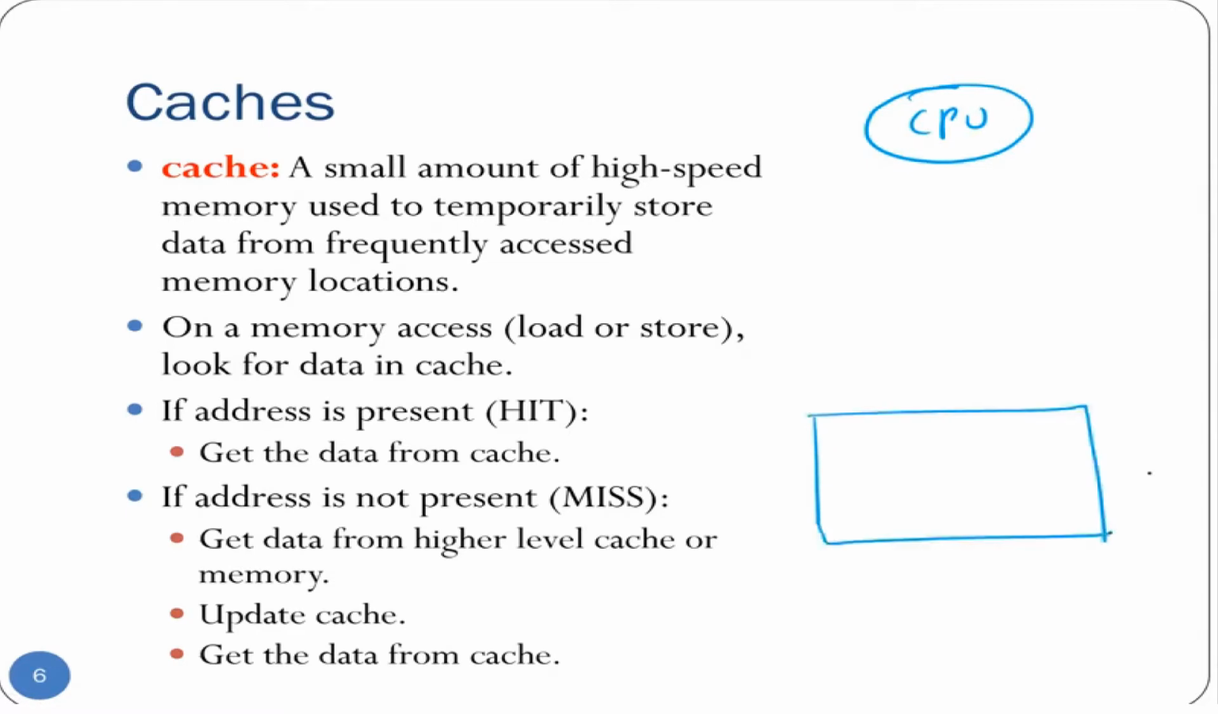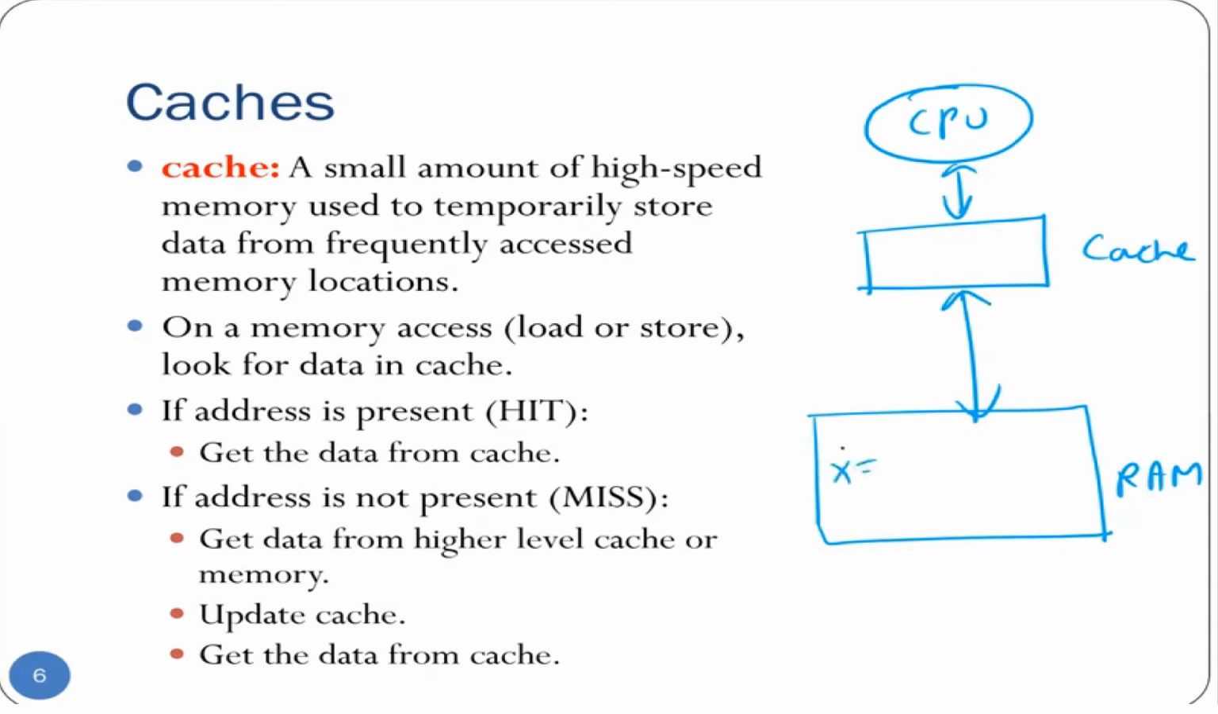So the idea is, if the CPU can find a piece of data in this fast cache, it will not have to access the slower RAM. That's the main idea behind using caches. So let's take a very simple example to understand how caches work.